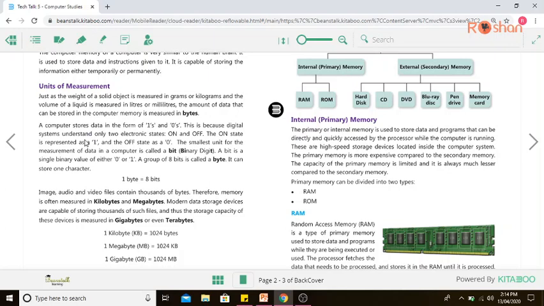In the same way, what are the units in the computer? For stored memory, how do we find out the size of the memory?